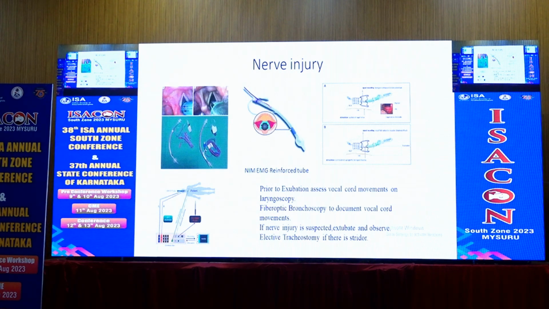If there is any one-sided nerve injury, and the cord movement is not there, maybe you can discuss with the surgeon. They may plan for extubation and reassess the patient, or we can keep the tube for 48 hours and then reassess. Very rarely you might land up in a situation where an elective tracheostomy has to be done on the table.